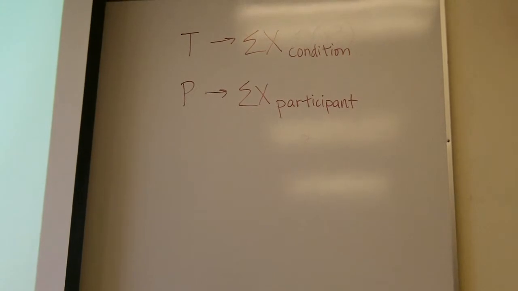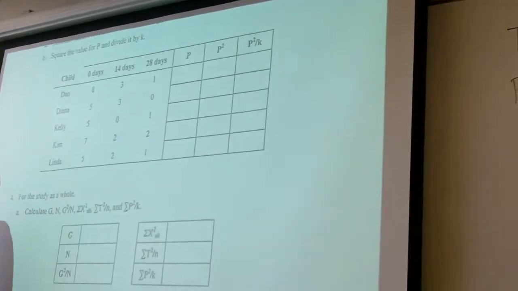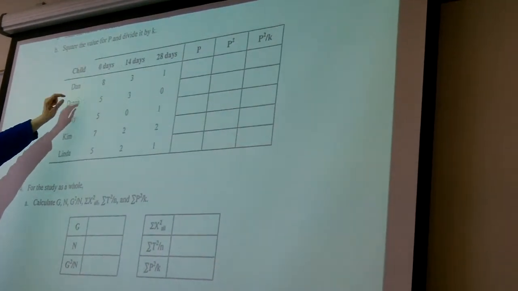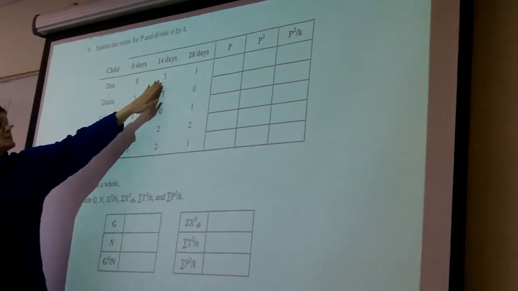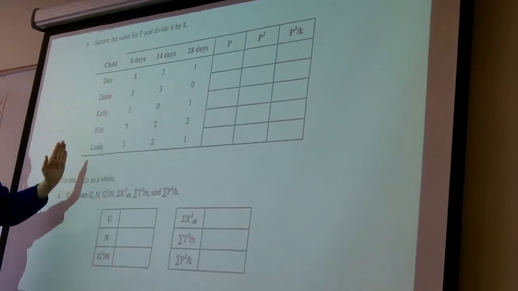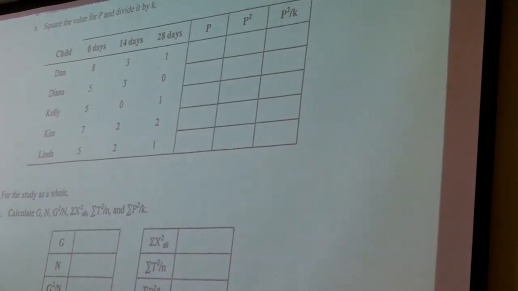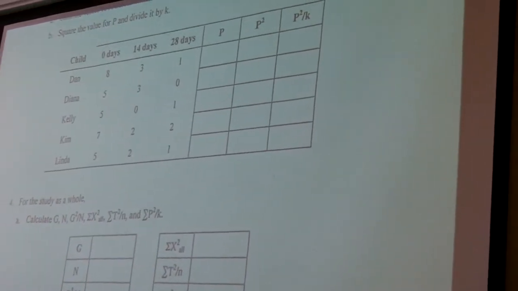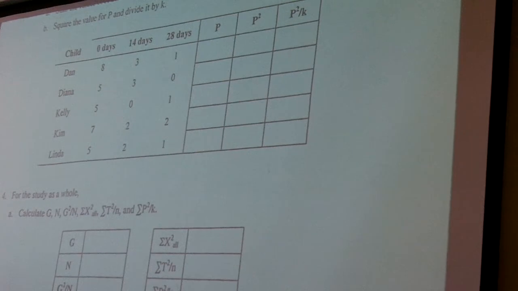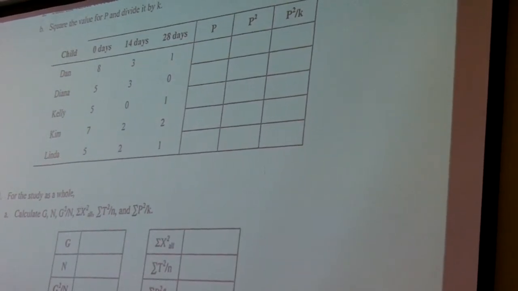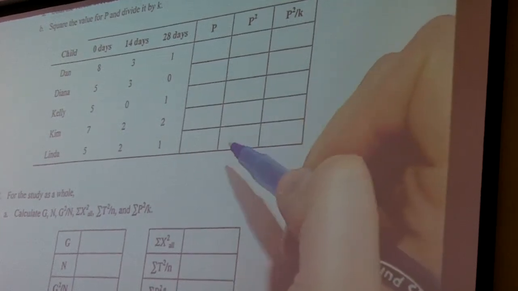And to do that, all I have to do is add the scores for the subject. So for Dan to calculate his big P, I need to add 8 plus 3 plus 1. So now instead of adding this way, I'm adding this way. So go ahead and add up the scores for the 5 kids. Get their big P values.